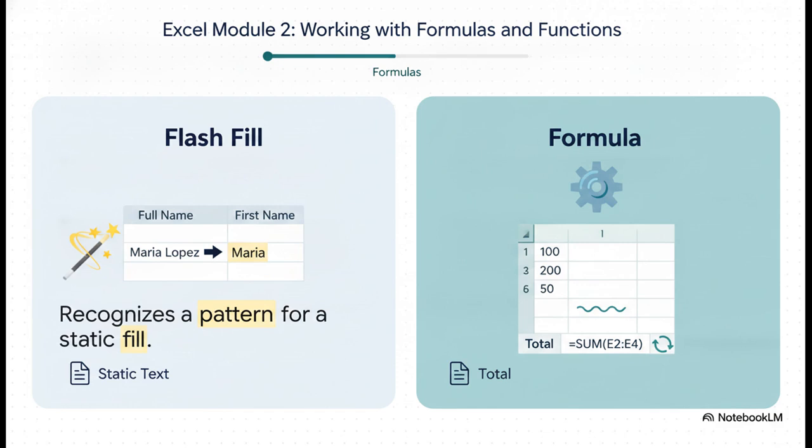So to get those first names instantly, we use an amazing tool called FlashFill. You literally just type one or two examples, like pulling Maria from Maria Lopez, and Excel magically recognizes the pattern and fills down the rest of the column for you. But, and here is a crucial distinction for beginners, FlashFill is not a formula. It just recognizes a pattern and does a static fill of text. So if Maria's name changes later on, FlashFill won't automatically update it. A formula, on the other hand, is a live calculation that updates automatically the second your data changes.